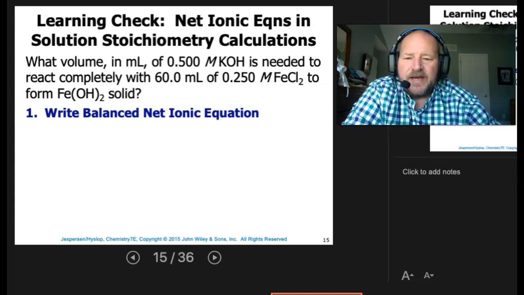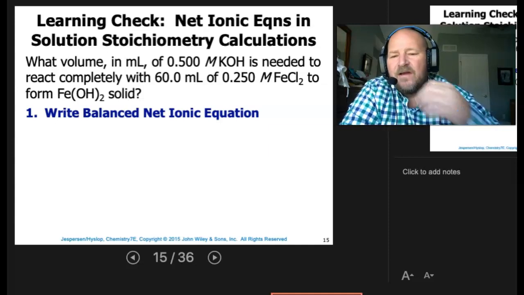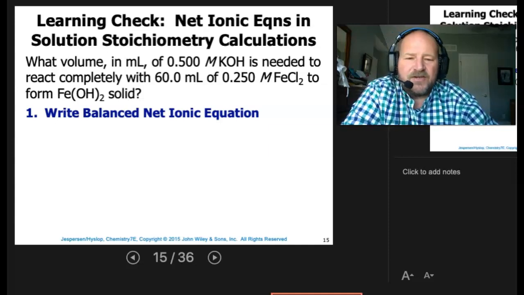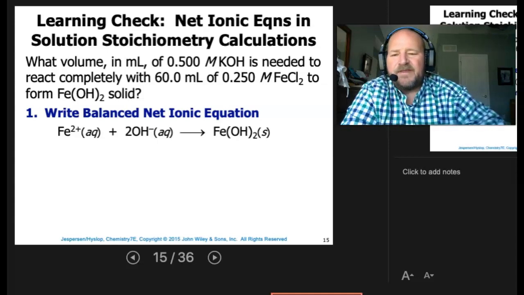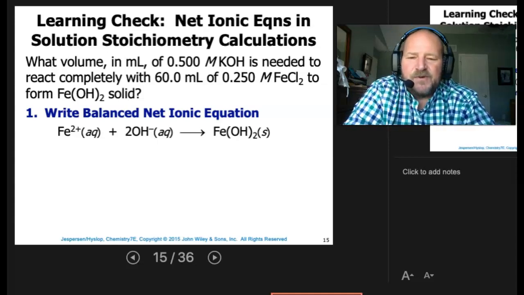So we're going to have KOH, right, plus FeCl2. And so that's going to form KCl plus the iron hydroxide solid. So potassium ion should cancel out on both sides. Chloride ion should cancel out on both sides. And so we're going to be left with Fe2 plus 2 OH minus produces Fe(OH)2.